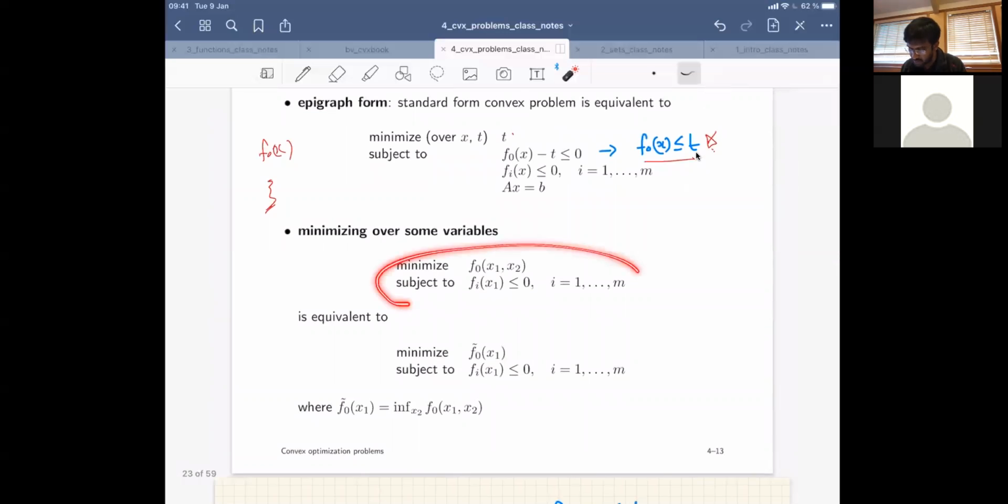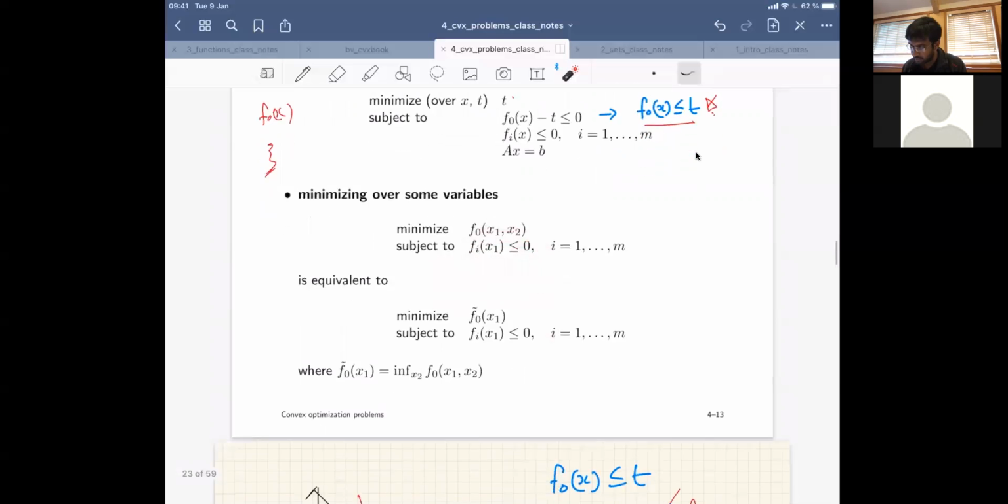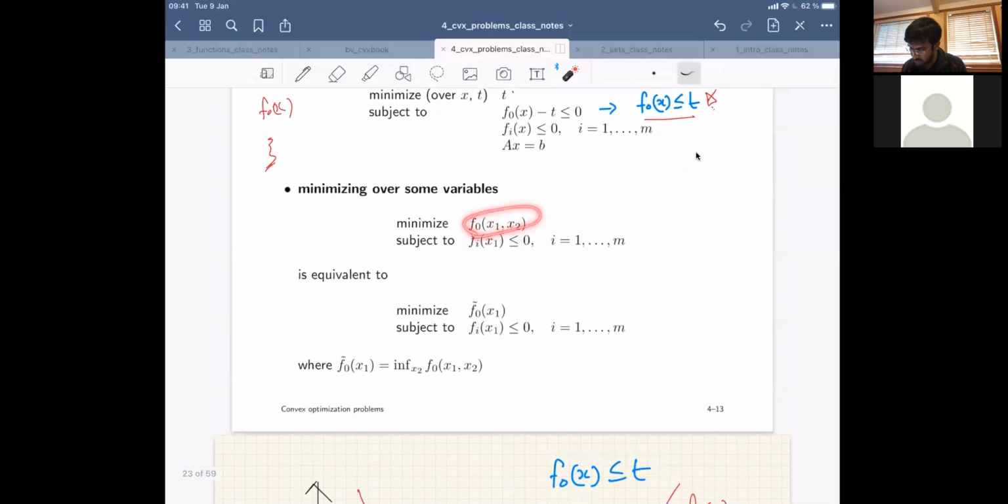Another thing: you have an objective function to minimize, which is a function of x1 and x2, but the constraint is only in x1. In that case, I first minimize this function with respect to x2. So I form a new objective function, f tilde, which is the minimum, or infimum, of the original function over x2. Now I have a new problem only in x1. So this is useful.